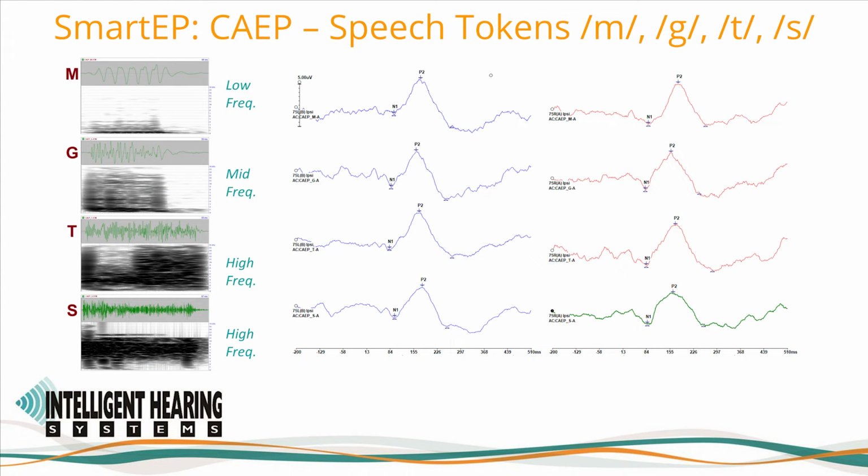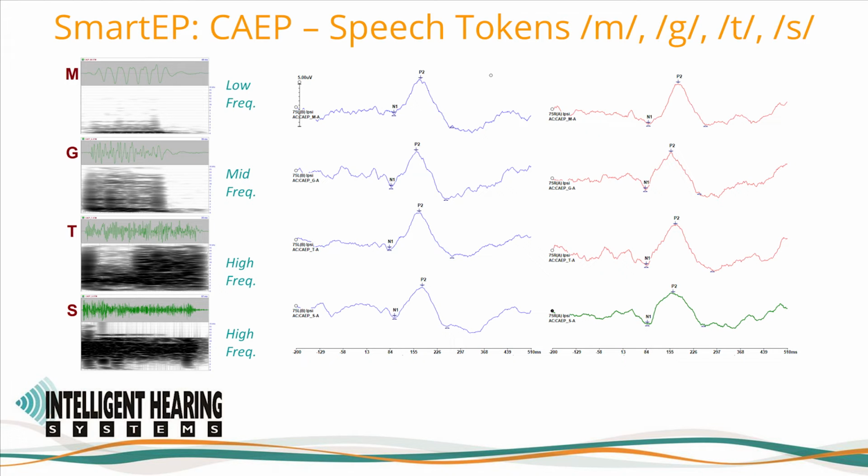IHS also offers a low, a mid, and 2 high-frequency consonant speech tokens for CAEP testing. The M, low-frequency sound, the G, mid-frequency sound, and the 2 T, and S, high-frequency sounds.